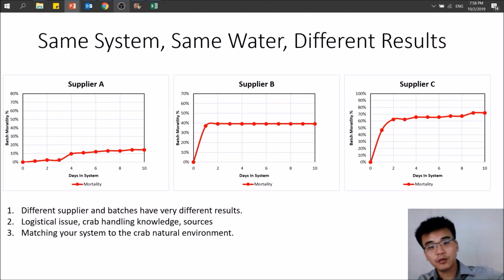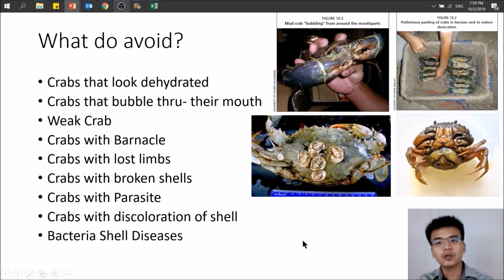So you need to understand what your supplier is doing with the supply chain. They have to make sure that their supply chain is robust and they have a good understanding of the crabs. So what are the crabs to avoid? Generally, you need to avoid crabs that look dehydrated, that have bubbling through their mouth, crabs that are weak, crabs that have barnacles, which indicates they haven't been molting in a long time, lost limbs, and broken shells. Broken shells will not kill the crab directly, but usually they will lead to secondary infection.